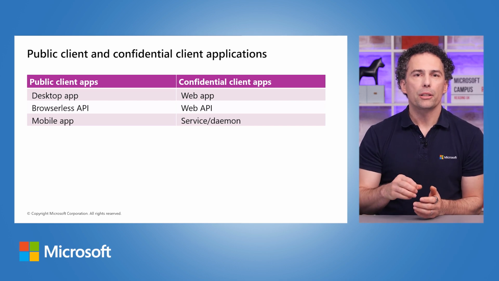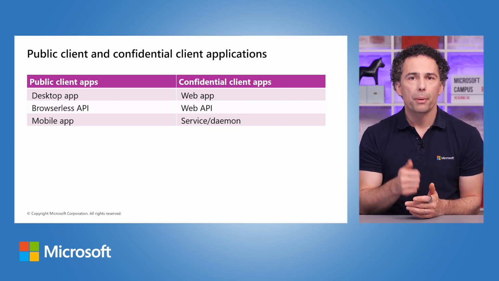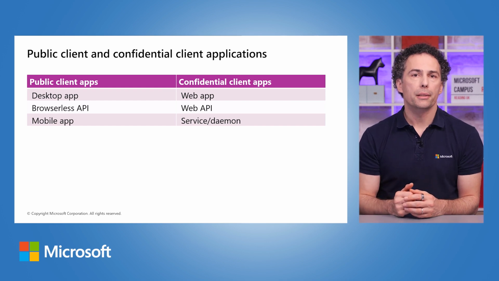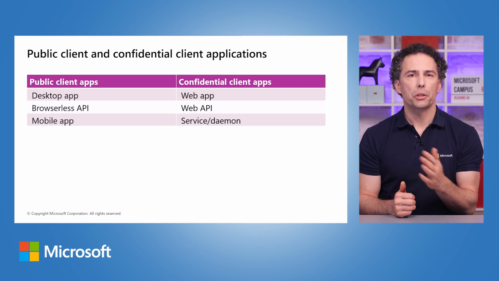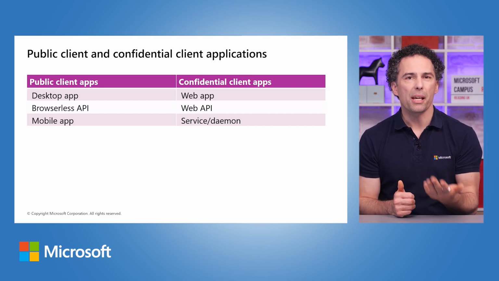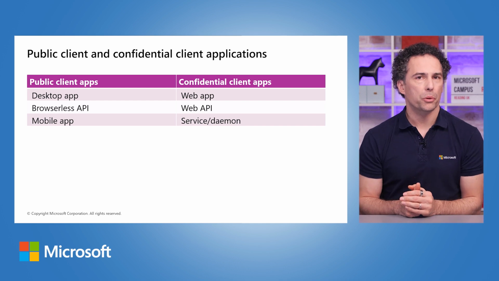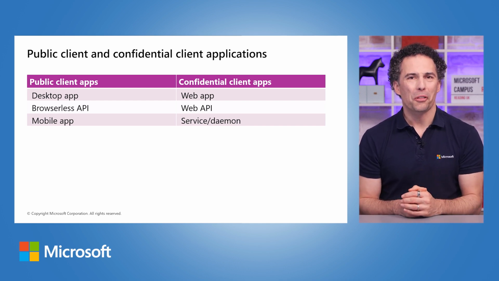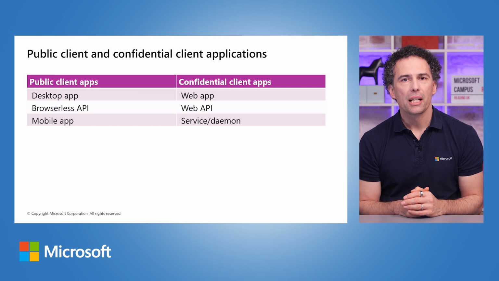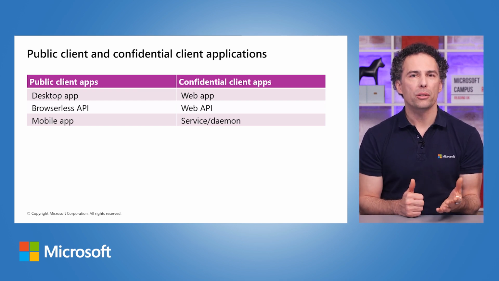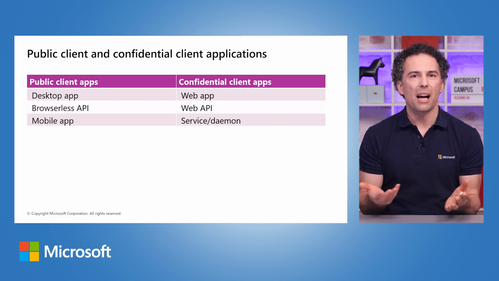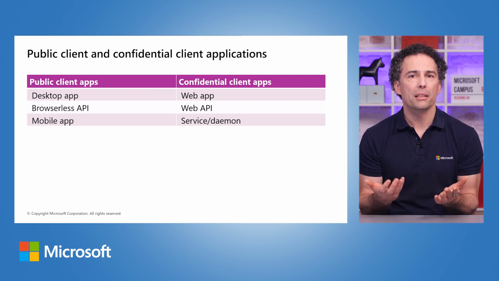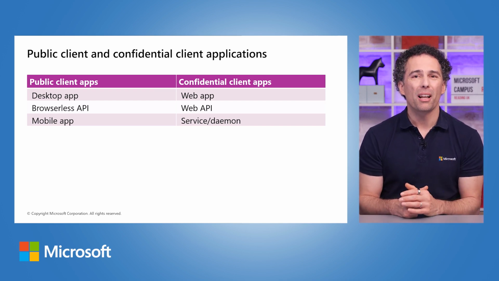MSAL defines two types of clients: public clients and confidential clients. Public client applications are those that run on devices such as a desktop, browserless APIs, mobile, or client-side browser apps. They're not trustworthy to store application secrets securely, as they can only access web APIs on behalf of the user. If the source or compiled bytecode of an app is sent anywhere where it can be viewed, decompiled, or analyzed by untrusted parties, it's a public client.